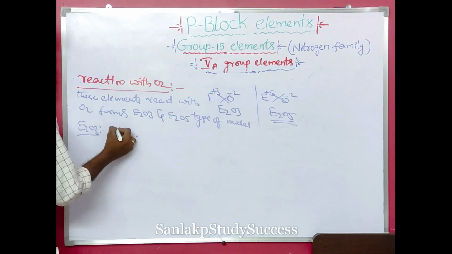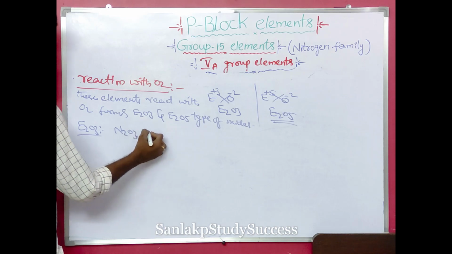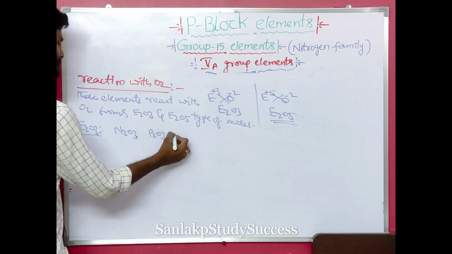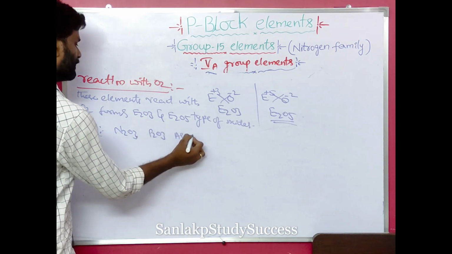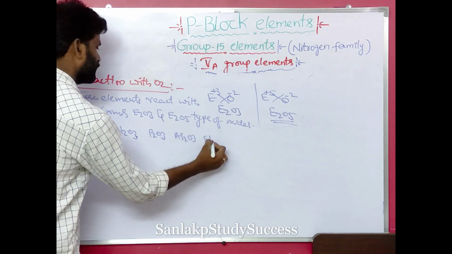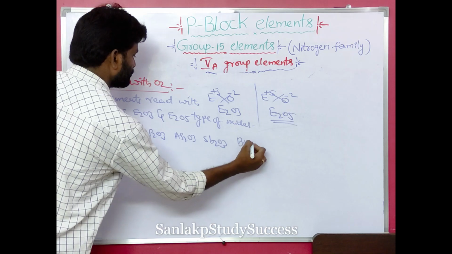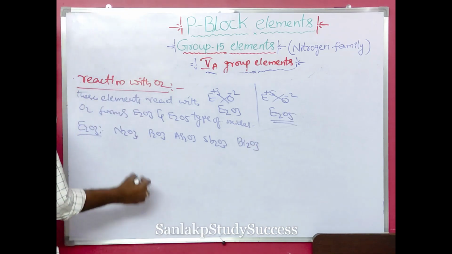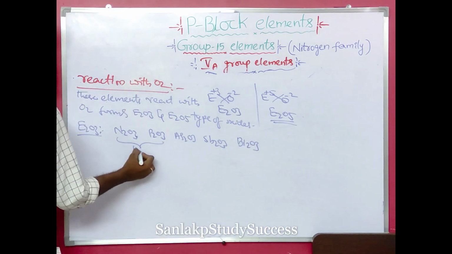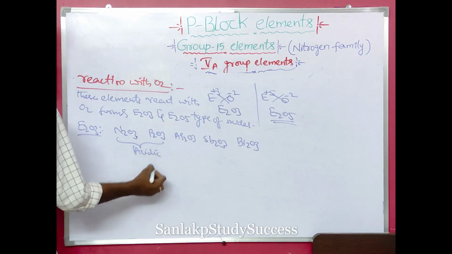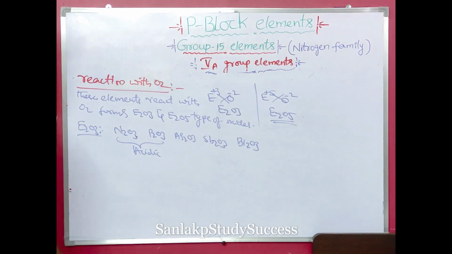So we can take the E2O3 type of oxides. What are they? N2O3, P2O3, As2O3, Sb2O3 and Bi2O3. So these are non-metal oxides, so these are having acidic nature. Non-metal oxides having acidic nature.